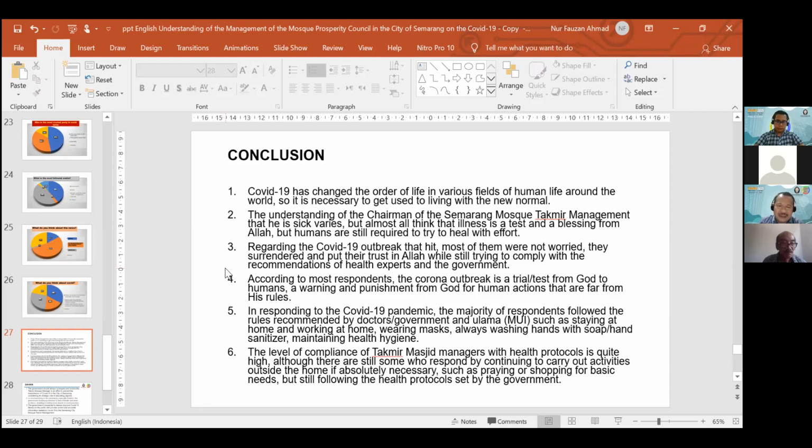The level of compliance of Takmir Masjid managers with health protocols is quite high, although there are still some who continue to carry out activities outside the home if absolutely necessary, such as praying or shopping for basic needs, but still following the health protocols set by the government.